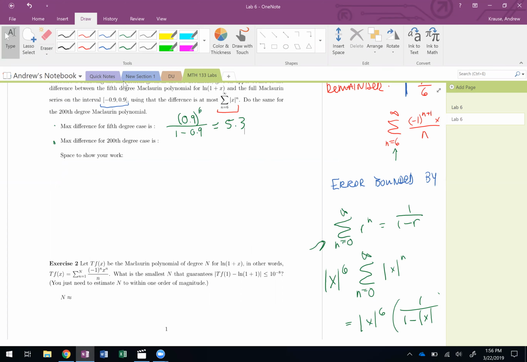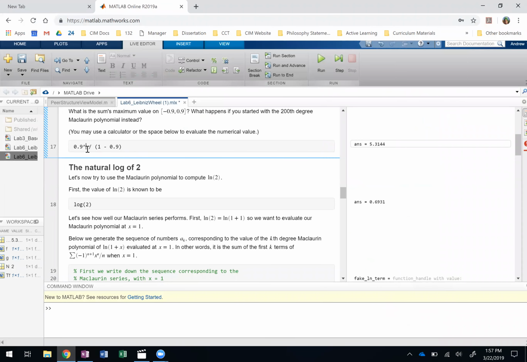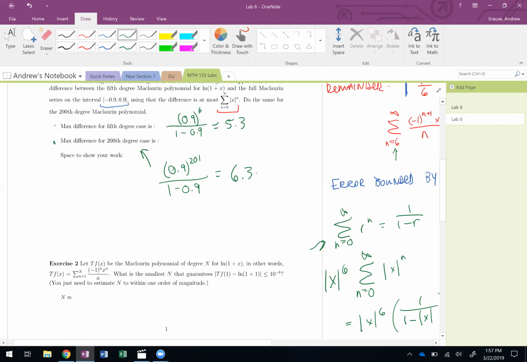And then if I was going to find the maximum difference if we were using the 200th degree polynomial, I'm going to need to find the remainder from the 201st term onward. And if I do that, let's go back to MATLAB. We're going to change that exponent to 201, run that section again, and I can see that my error now is quite small. 6.3 times 10 to the negative 9th. So that's like 0.000000006, 3.